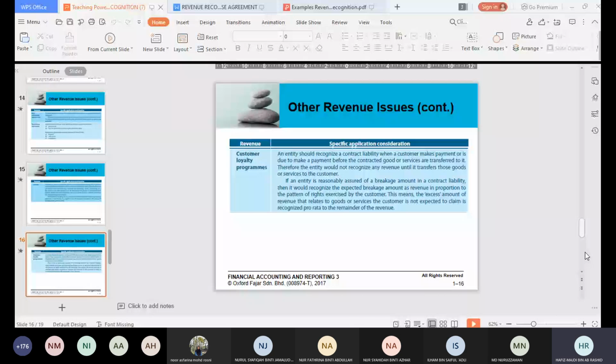So this is an example of a... Nasib baik aunty ingatkan, huh? Ada. Any, okay.